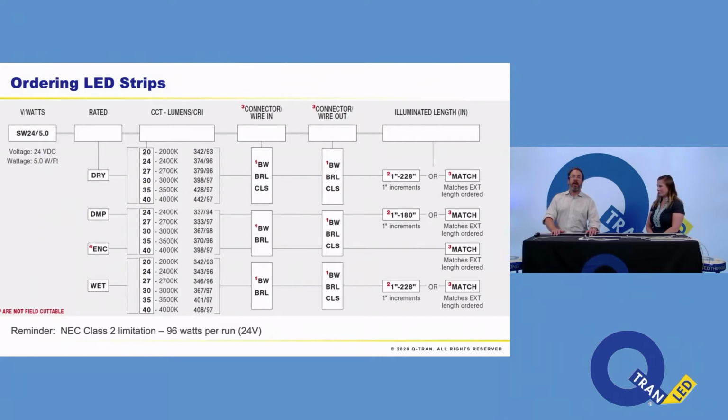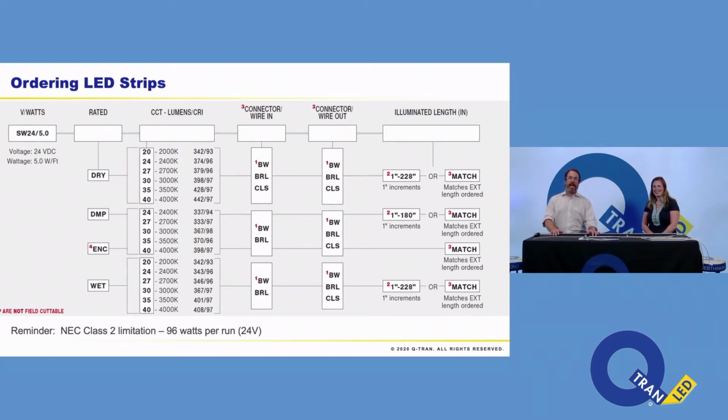So as we start at the top, the product itself is the static white, 24 volt, 5 watts per foot. The rating itself is an environmental factor, and we'll talk about that in a moment. The CCT are the color choices for the different environmental options, followed by some of the lumen and CRI information for each of them. The next is the connector in and the connector out, and I see some bare wire, barrel, and I think we'll talk about some of those options.